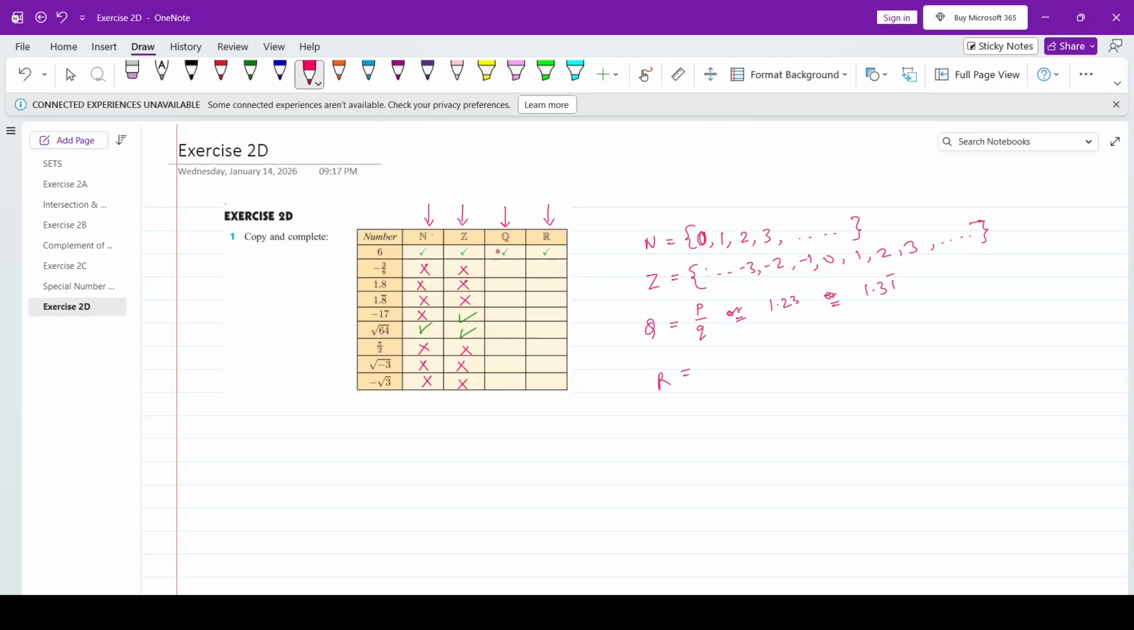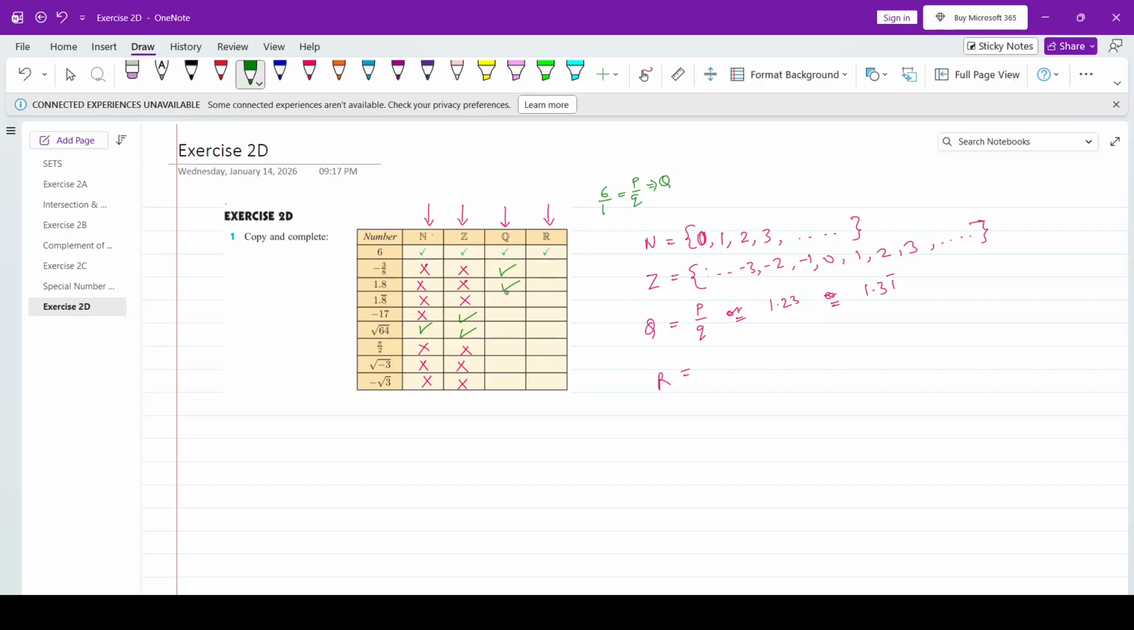Now, rational numbers. So 6 can be written in the form p by q by writing 6 by 1. This is in the form p by q, that's why it is part of Q. So it is part of rational numbers. Negative 3 by 8 can be written in the form p by q, where p and q both are integers. So negative 3 by 8 is a part of rational numbers.